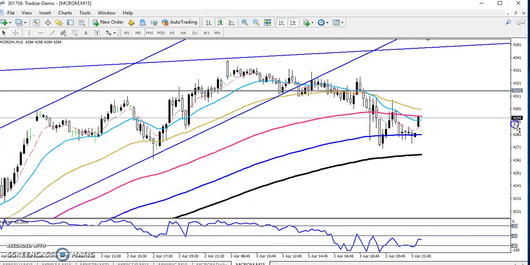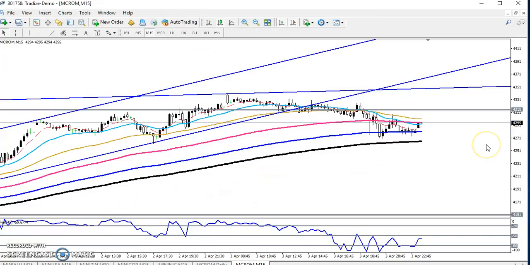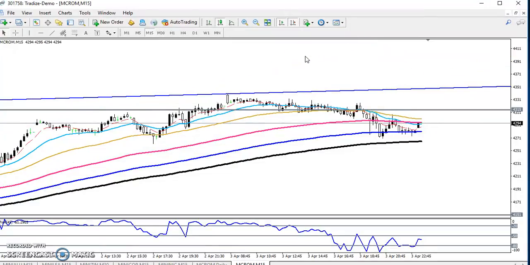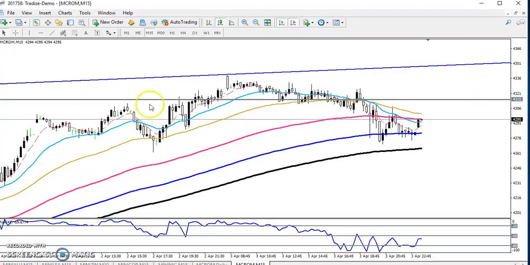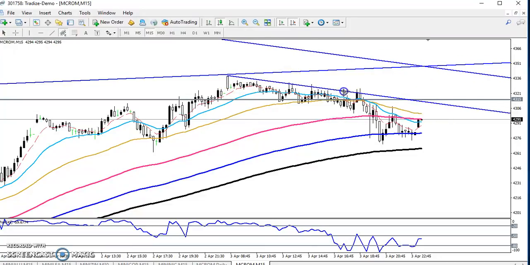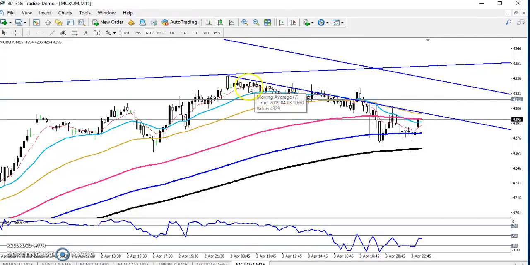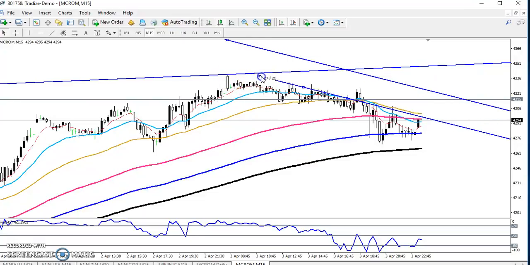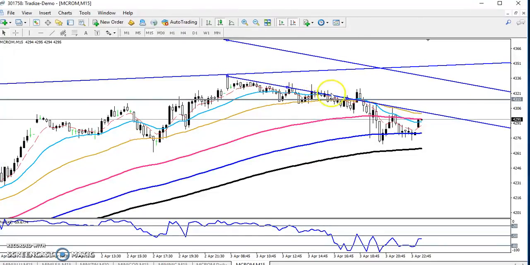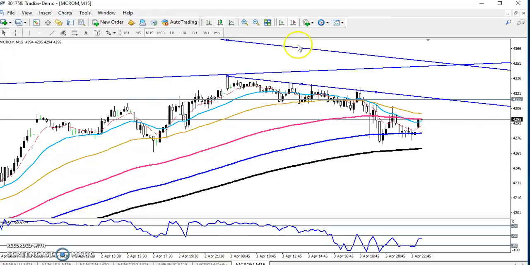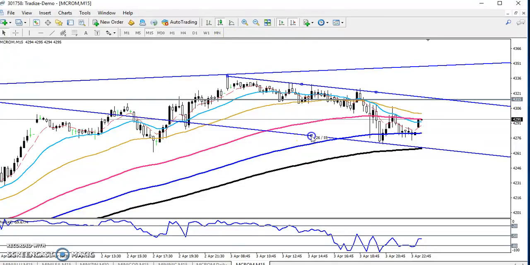If somebody wants to enter here, let me draw another trend line. Let me remove the previous range. Now the market is following another range, so we have to find out the range. Let me draw a range here. Here you can see this is a range, and now price is following this range, right?